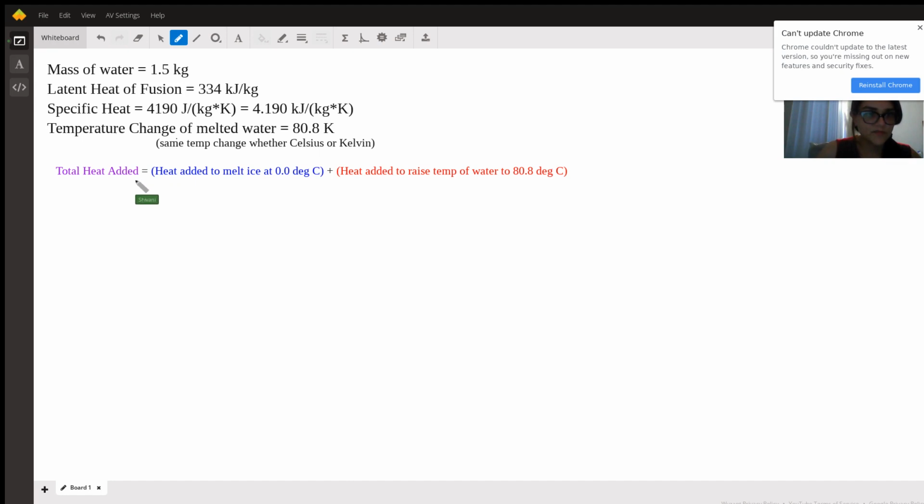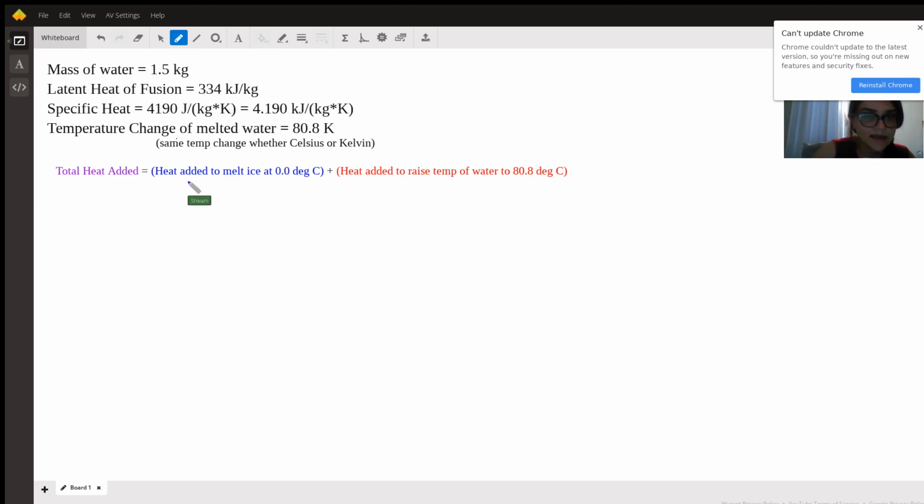So I have also written down this equation. The total heat added is going to be the heat added to melt ice at a constant temperature of 0.0 degrees Celsius, plus the heat added to raise the temperature of the liquid water from 0 degrees Celsius to 80.8 degrees Celsius. So let's go ahead and calculate those.